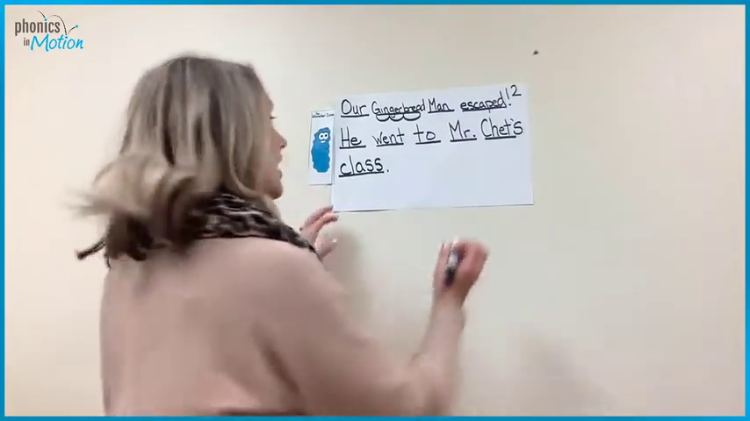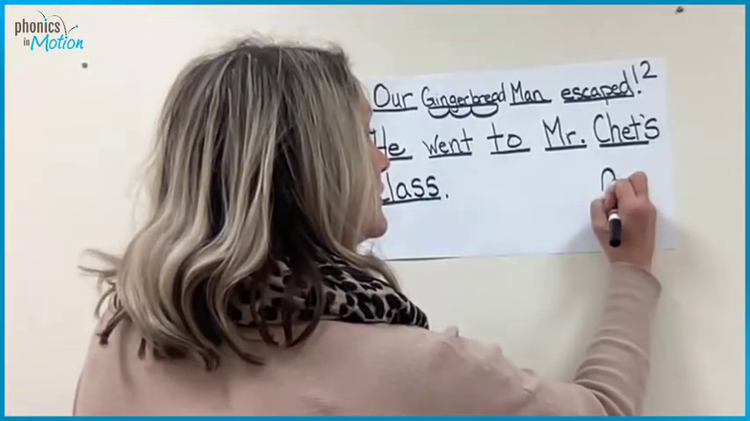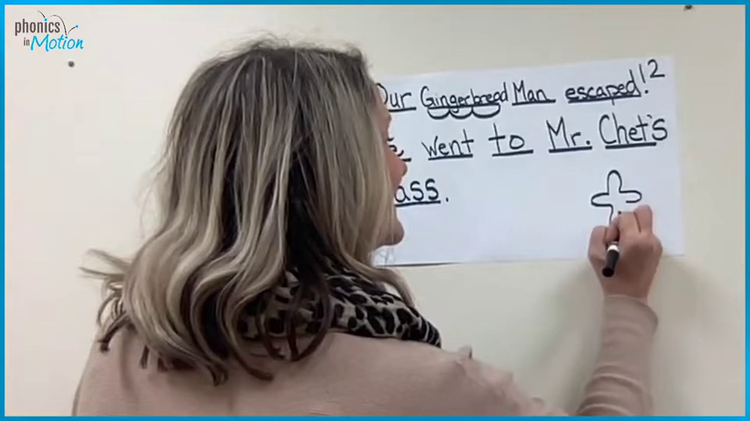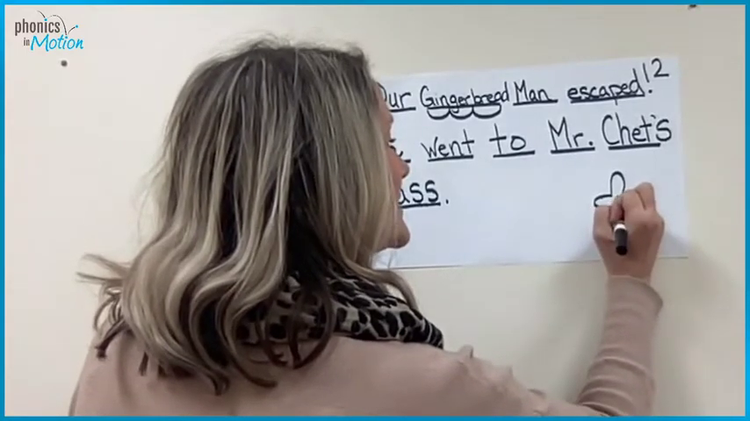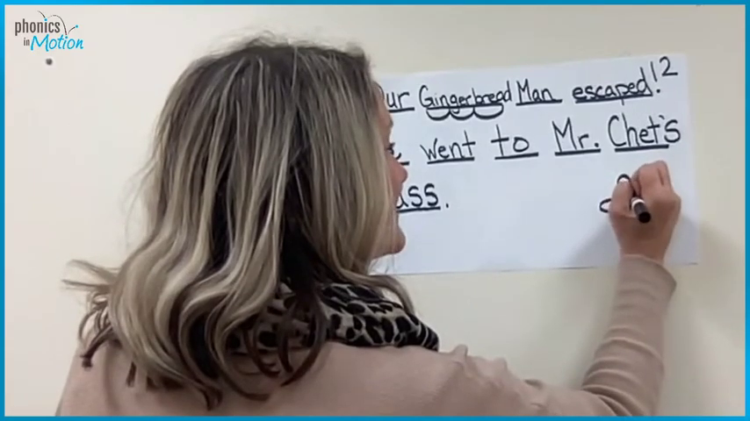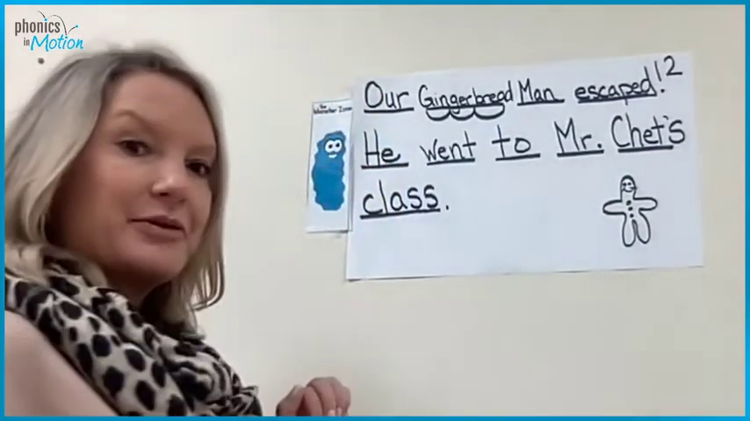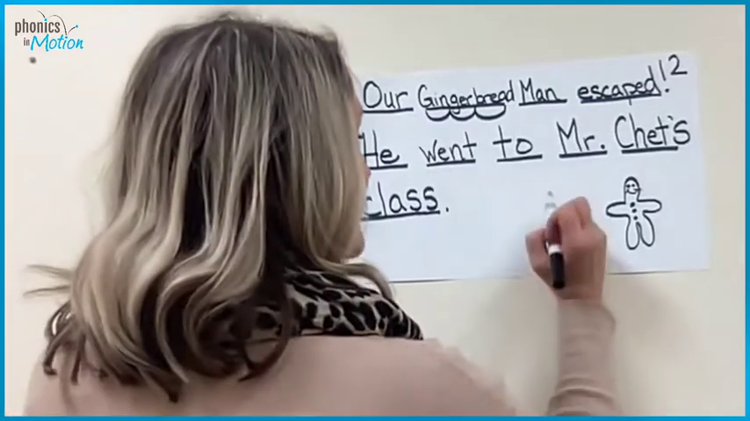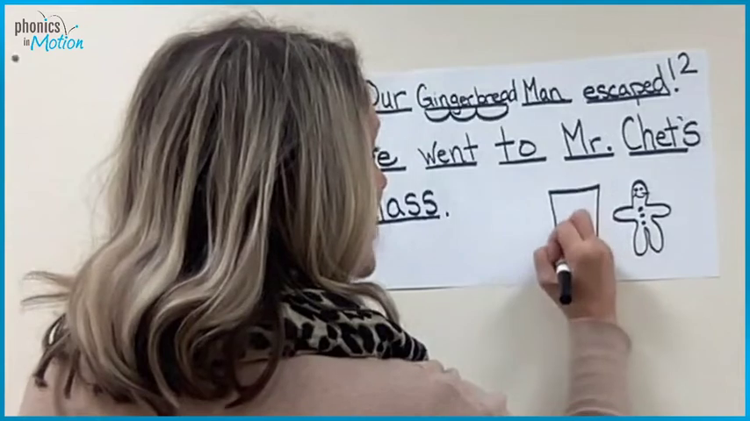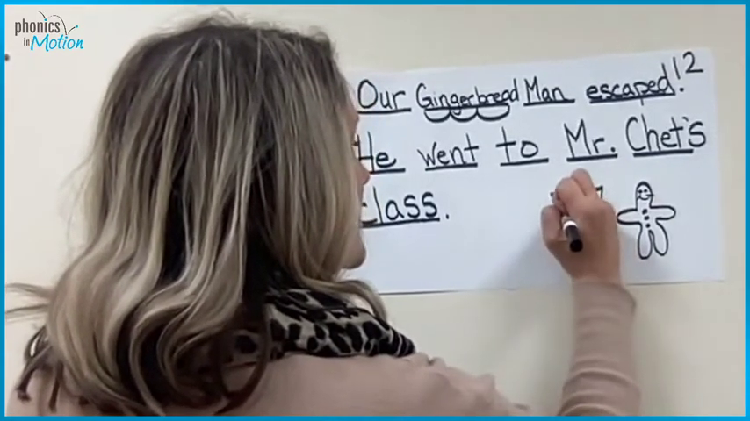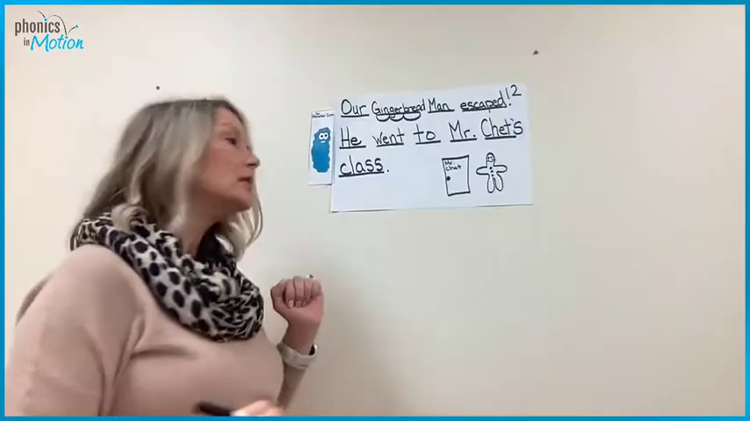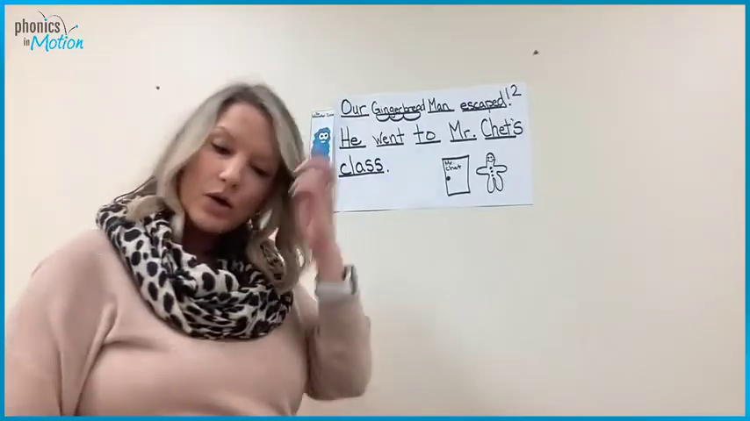All right, first let's draw our gingerbread man. He kind of looked like this. Let's give him his buttons. He had some buttons and he was smiling. Let's give him a smile. Remember how shocked we are where we found him. We found him. Let's draw a door to represent Mr. Chet's classroom door, and I'll write Mr. Chet on the door because that's where we found him.